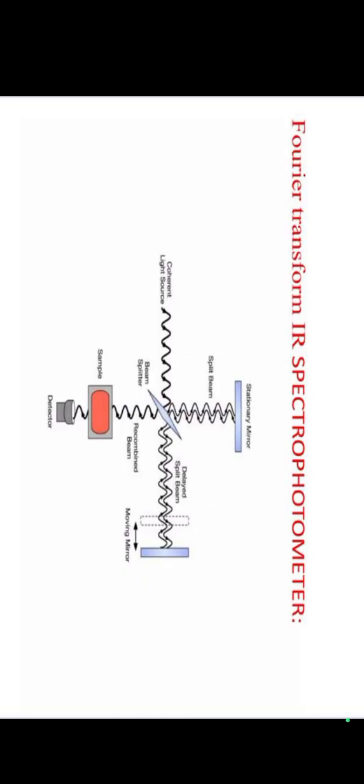Second, this picture is the Fourier transform IR spectrophotometer. This spectrophotometer consists of a coherent light source, beam splitter, recombined beam, sample, detector, stationary mirror, split beam, delayed split beam, and moving mirror. These are the parts of the Fourier transform IR spectrophotometer.